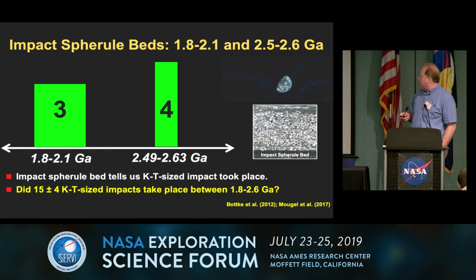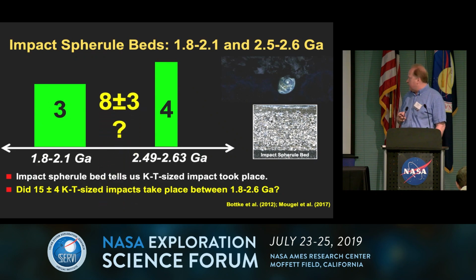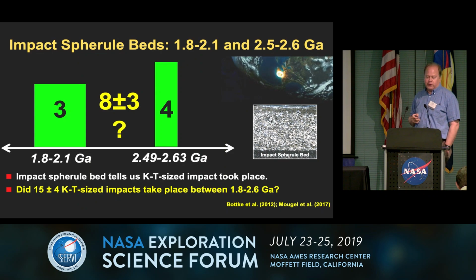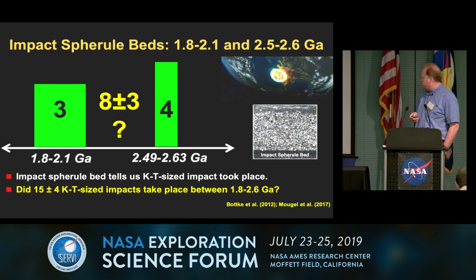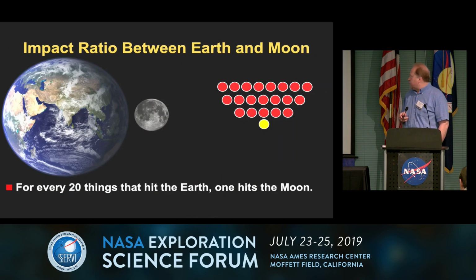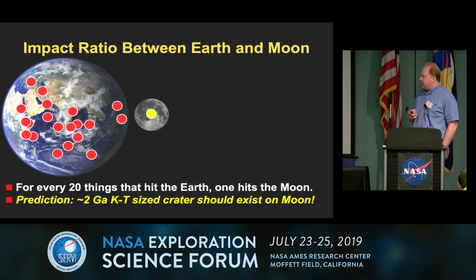We also find 4 between about 2.49 and 2.63. And if you just assume there's some kind of decay function between those two, you could actually get another 8 between about 2.1 and about 2.49 or so. So collectively, all the spherule beds are suggesting that maybe as many as 15 K-T events were happening between about 1.8 and 2.6 billion years ago. And that's comparable to the calculation I just did, okay? So what's really interesting about that is this, okay? So now all of a sudden we have a lot of things happening around 2 billion years ago or so. And this suggests if that many big things are happening on the Earth, something has to be happening on the moon.